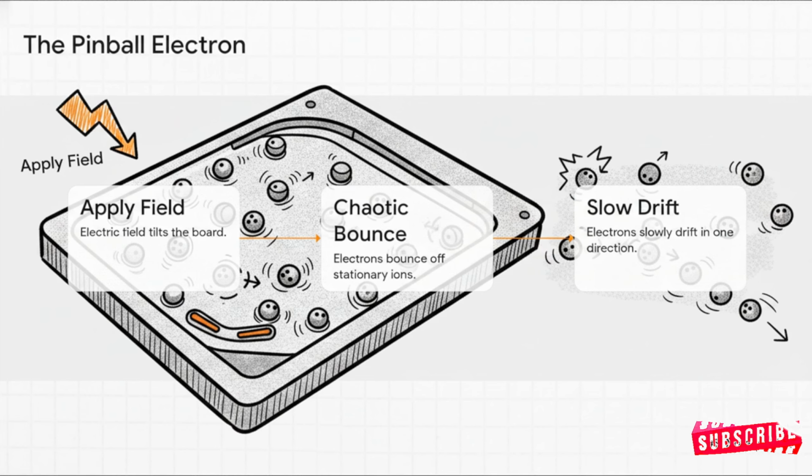To understand resistance, think of the pinball electron. Imagine an electron as a little silver ball in a pinball machine. The machine is full of stationary atoms, or ions, acting as the bumpers. When we apply an electric field, it's literally like we're tilting the entire pinball board. The electrons still bounce chaotically off all those ions, but because the board is tilted, they inevitably and slowly drift in one specific direction down the board. That average time between collisions is exactly what determines our resistance.